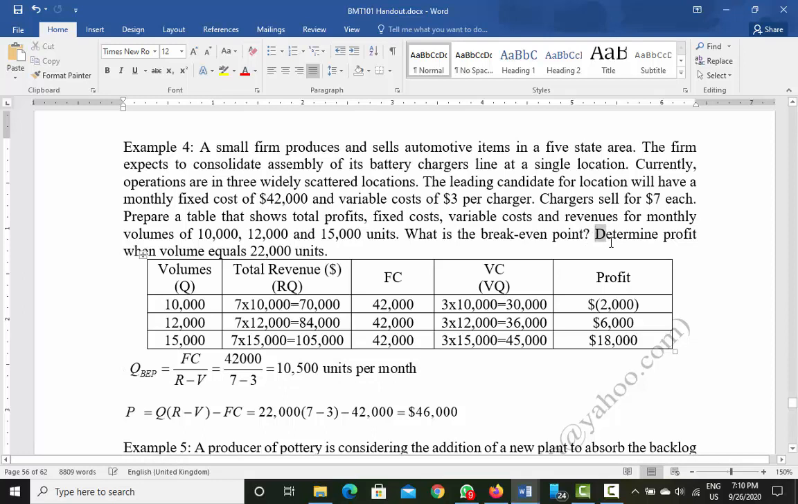So the next question is asking to determine profit when volume equals 22,000 units. That means when the value of Q is equal to 22,000 units. Right. This is the profit formula: P is equal to Q into R minus V minus fixed cost. Q is 22,000 units, R is 7, V is 3, and fixed cost is 42,000. If you calculate, you will be able to make a profit of $46,000.